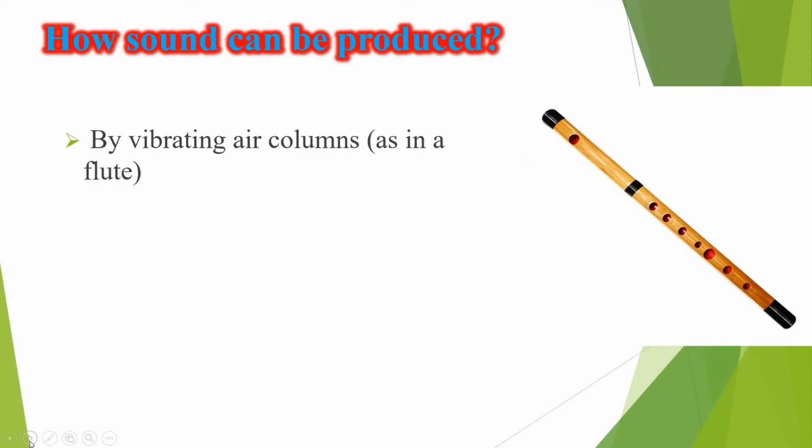Next is by a vibrating air column, as in a flute. If we blow across the mouth of an empty flute, then a whistling sound is produced. This sound is produced by the vibration of the air column present in the flute. Thus, sound is produced when the air column enclosed in a flute vibrates.